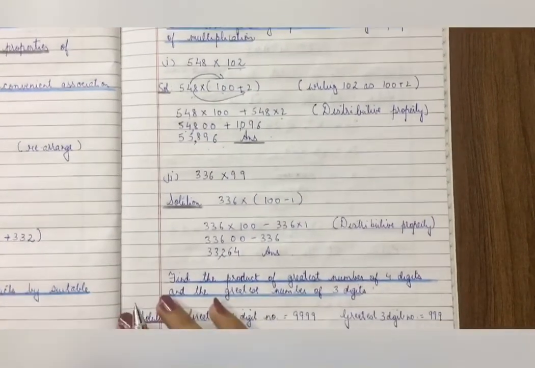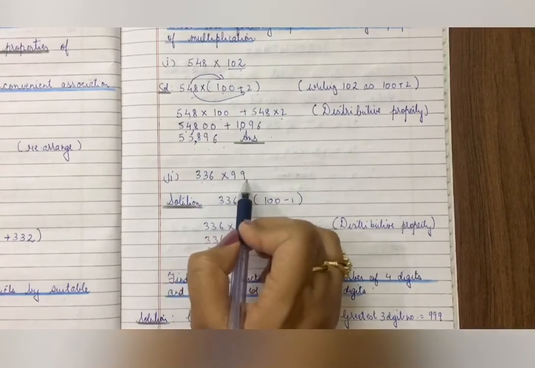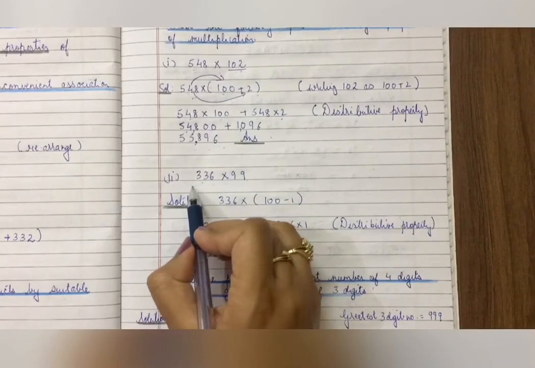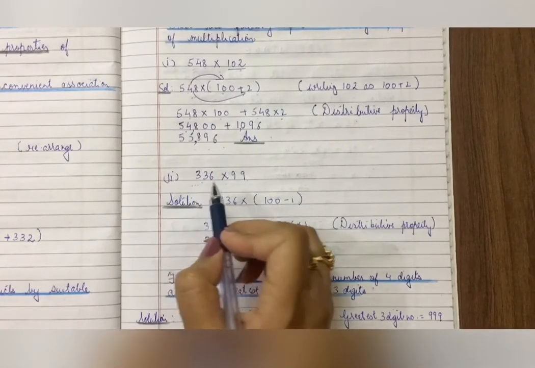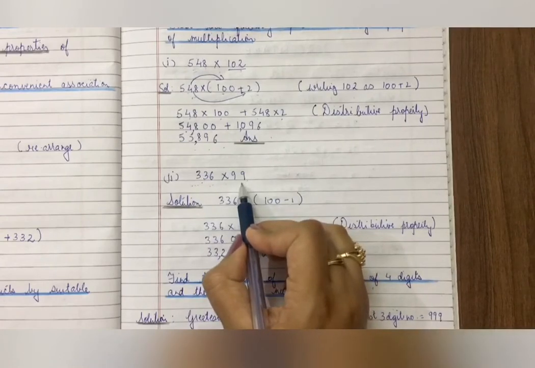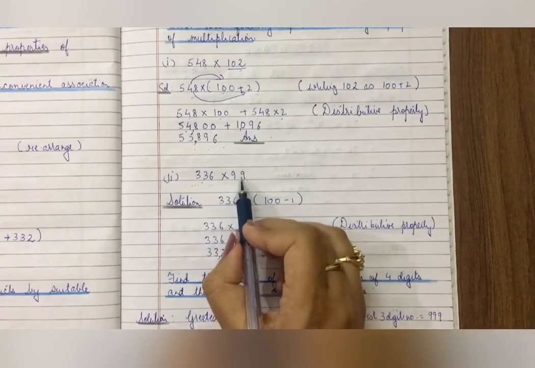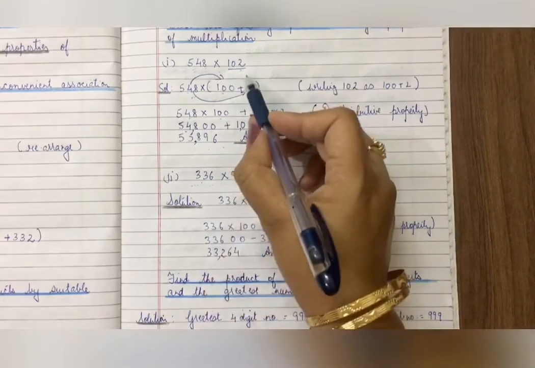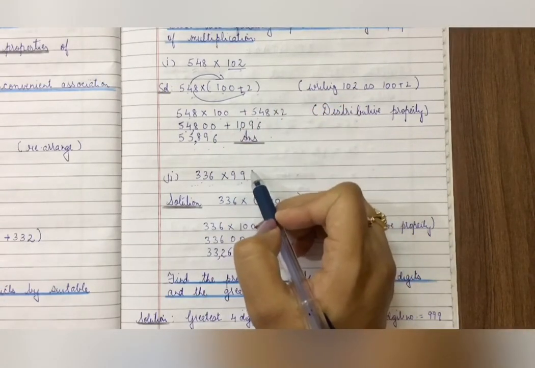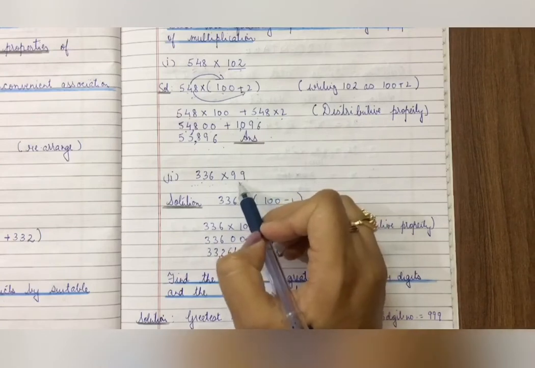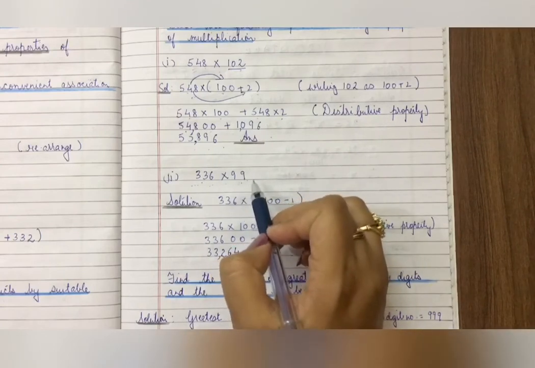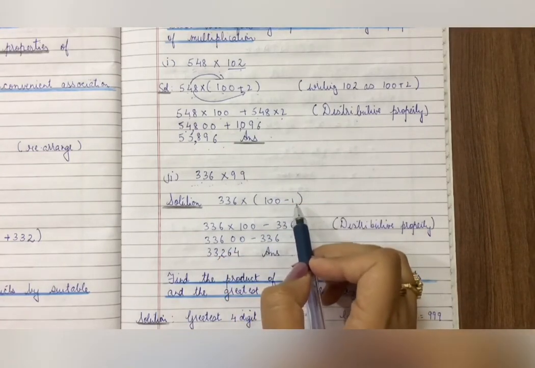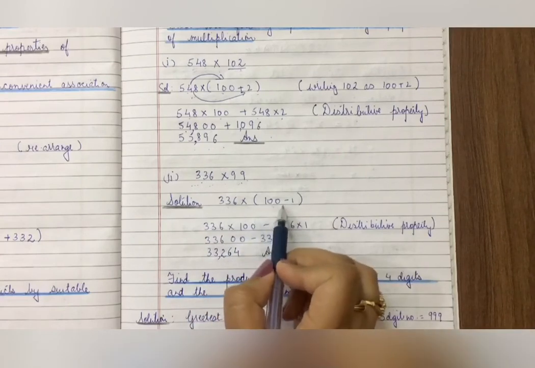I have taken another example, 336 into 99. Again, writing 336 as 300 plus 36. 300 table will be fine, but 36 table we don't know. Instead, I can split this 99 into 100 minus 1. So we have to just be careful that either we have to add a number or we have to subtract a number. Like this was 102, we made it as 100 plus 2. This is 99, so we are taking it as 100 minus 1. We can take it as 90 plus 9, but tables of 90 and 9 are a bit difficult compared to 100. So we have taken it as 336 into 100 minus 1.